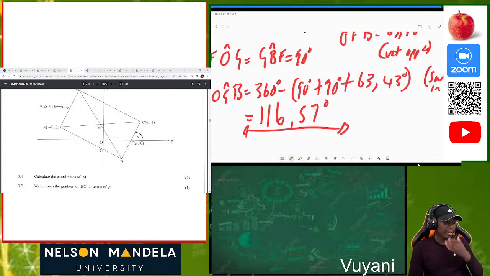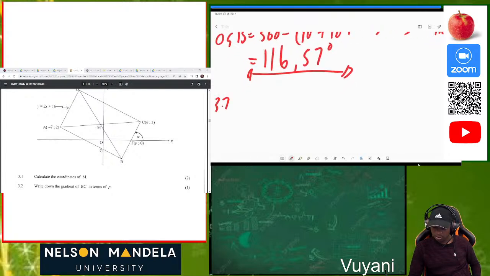All right. Let's move forward and do 3.7. It's a bit tricky. So 3.7 says: determine the equation of the circle passing through points D, B, C. Okay, this is the circle passing through D, B, C. Calculate that coordinates. Sorry for that. Let me just double check this.